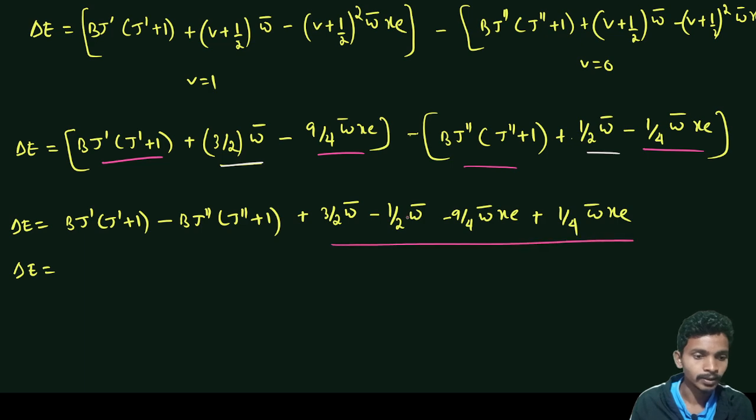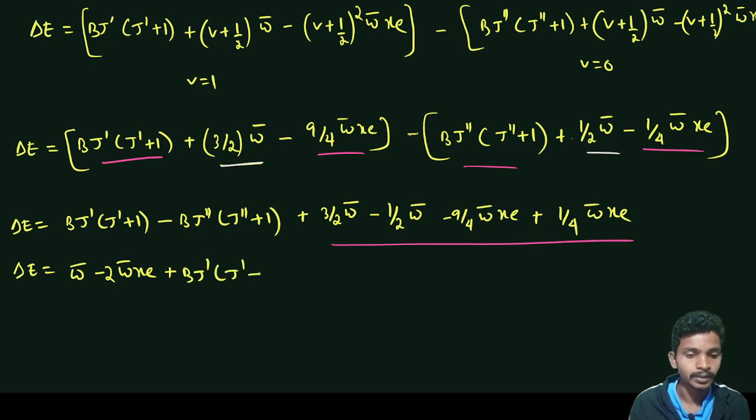Let me write this value, after that I will write this value. So if I write these values, 3 upon 2 omega minus 1 upon 2 omega, that will become omega, and this becomes minus 8 upon 4 omega xe, that is 2 minus 2 omega xe. Next, after that I will write this value, B j dash plus 1 minus B j double dash and j double dash plus 1.